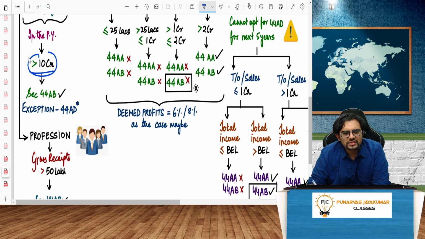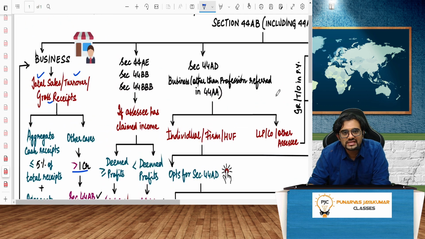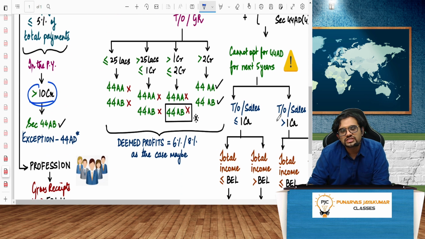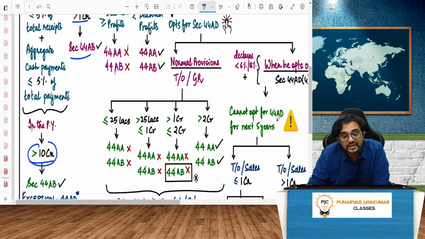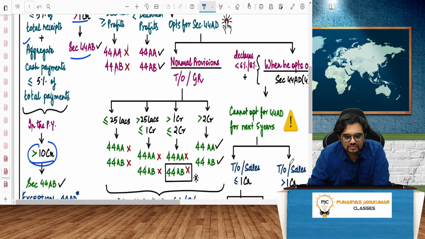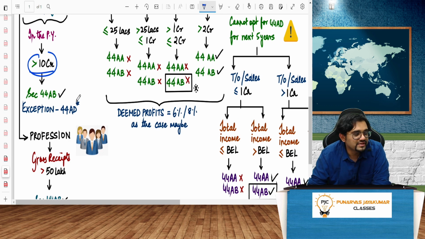Which means what? If your gross receipts, total sales and turnover in the previous year is more than 10 crore, only then section 44AB will come, provided these two conditions are satisfied. Cool, very simple. 44AB. So exception is 44AB, we'll see that later. That is what this chart is all about.